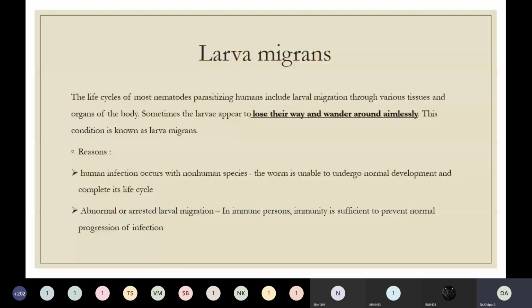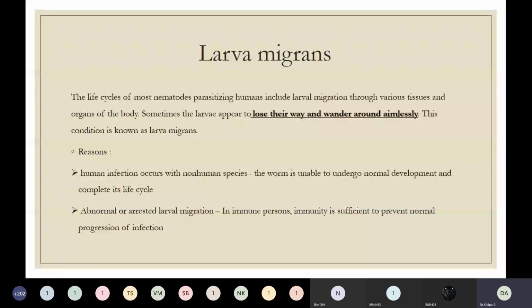Okay, it has to go in the same pattern, in the same route, but sometimes the larvae wander somewhere else and lose their way. So that time it produces larva migrans. So the reasons for this larva migrans could be two. One is if a human gets infected with a non-human species. In that case, these nematodes will be unable to undergo normal development and complete their life cycle. So these larvae are going to wander aimlessly.